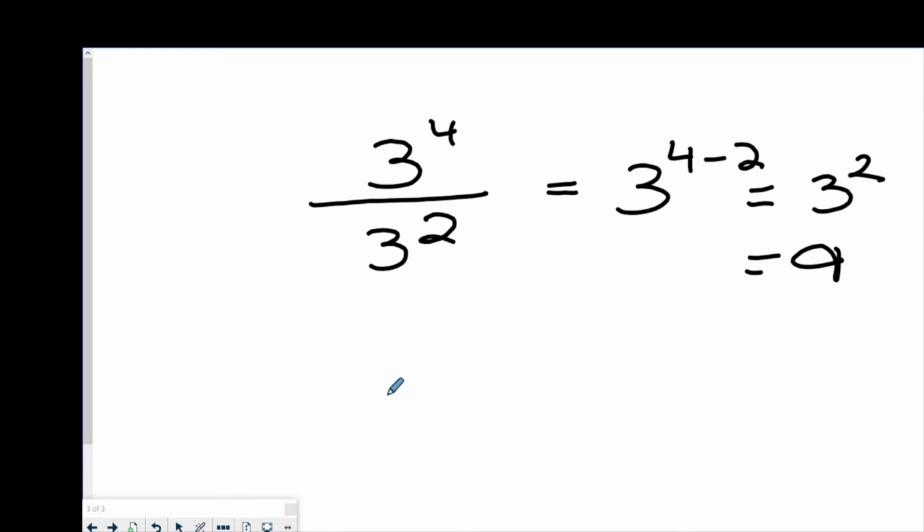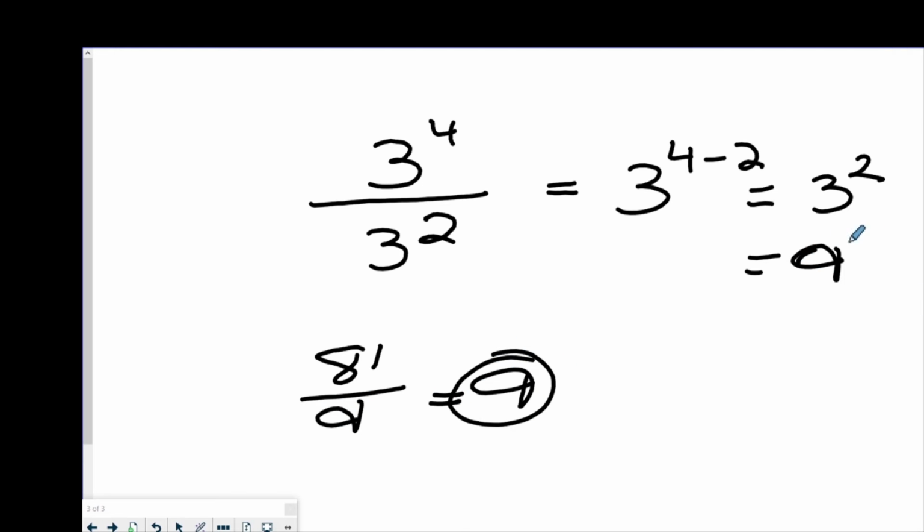Once again, we can double check that. 3 to the 4th power is 3 times 3 times 3 times 3. 3 times 3 is 9. 9 times 3 is 27. 27 times 3 is 81. And 3 squared is 9. 81 divided by 9 is 9. So for quotients, if we're dividing like bases, we take the exponents and we subtract them.